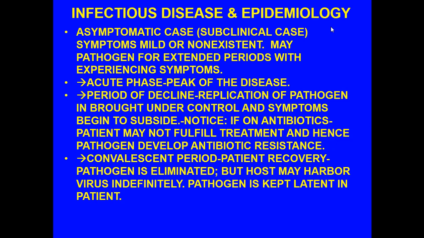Now, we get into the acute phase, that's the peak of the disease. Then we have a period of decline. This is where the replication of the pathogen is brought under control. Usually you have finally the rallying of the immune system that plays a role in this, and the symptoms begin to subside. Now, if on antibiotics, the patient may not complete treatment, and hence the pathogen may develop antibiotic resistance.